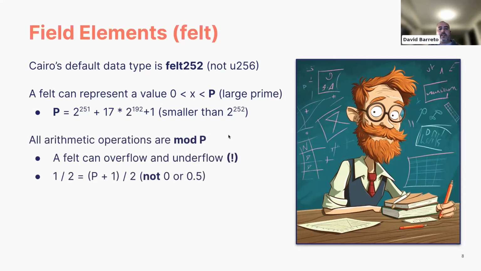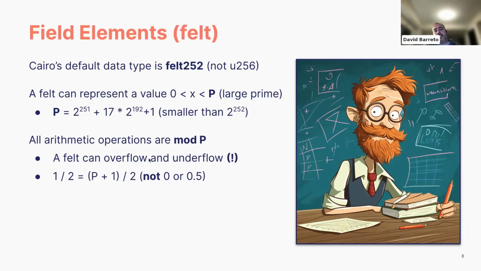Another property of a field is that all mathematical operations are actually mod P, which means that a field can overflow and can also underflow, right? So if you store the maximum value, like this prime number, in a field, and you add 1, then you wrap around and go back to 0. And the same is true if you go from 0 to a negative number. You wrap around to the end of the field, which is something to keep in mind, because that is not what you want in a smart contract, right? You don't want your balance to overflow without you knowing, or without an error being raised.